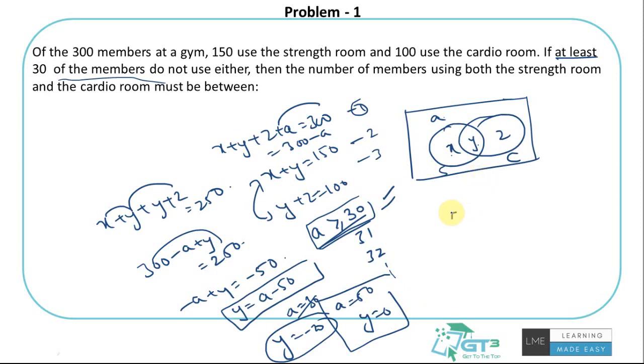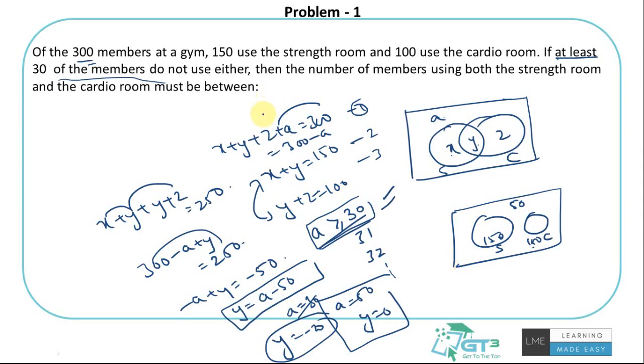So what will that situation look like? See, I have 150 people who are using strength, and then I have 100 people who are using cardio, and so there is no overlap between these two. So 100 plus 150 is 250. I still have another 50 members who are doing nothing, right? They are using neither of these two equipments. So 150 plus 100 plus 50 is 300. That's satisfying this. So in this case, I can have 0 members who are using both the equipment. That is an acceptable or possible situation.